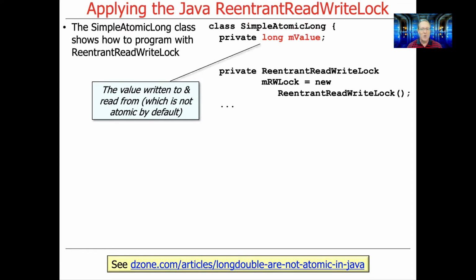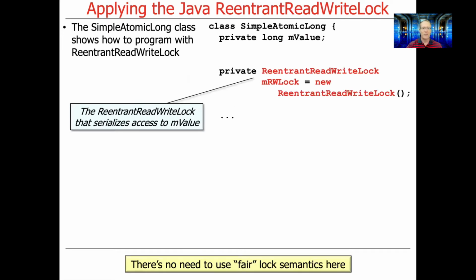So we have a value here, which is the current count of the simple atomic long. As we'll see, it's going to be written to and read from, but is in fact not atomic by default. A long, without being volatile or something, is not going to be atomic. Reading and writing longs is not atomic, as you can see at the link at the bottom of the slide. So we're going to have to protect it in some way. You might think, let's go ahead and use a volatile here. We're not going to use volatile because we're going to use reader-writer semantics, whereas volatile doesn't know anything about the difference between a reader and a writer.